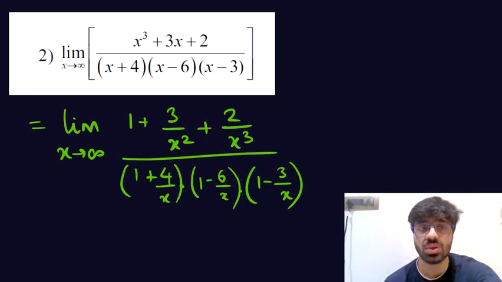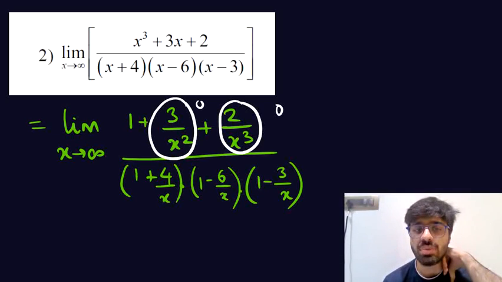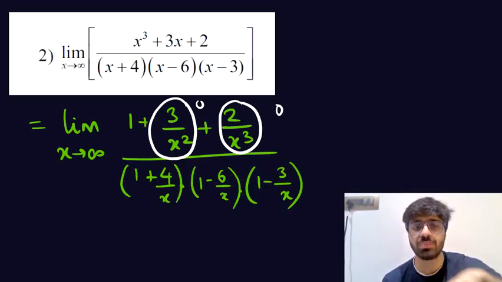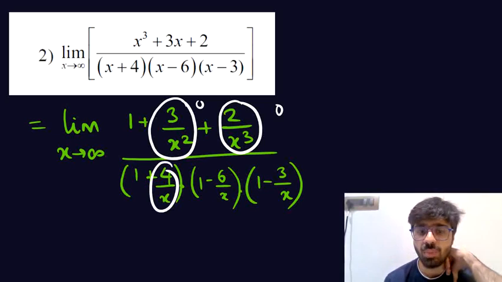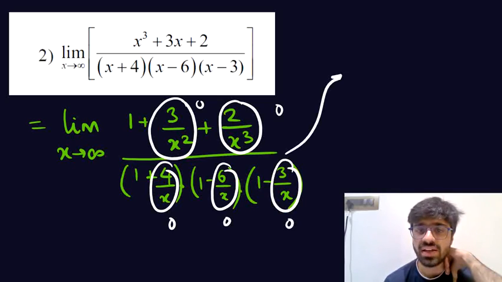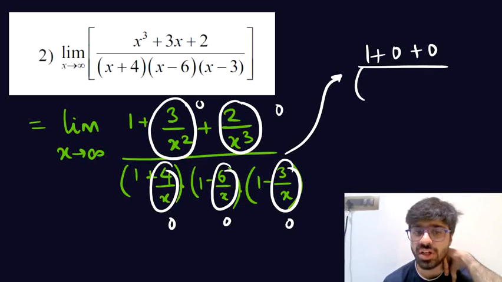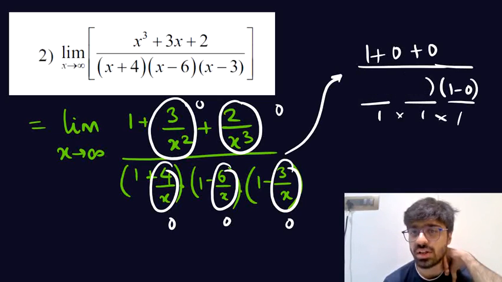X in the denominator, so the value for that term will be 0. So this will be 0, this will be 0. Keep in mind x is a very large number, so x appearing in the denominator or x square or x cube appearing in the denominator will make the value of that particular term 0. 4 upon x will be 0, 6 upon x will be 0, 3 upon x will be 0. So the final value is, in the numerator it is 1 plus 0 plus 0. In the denominator it is 1 plus 0 into 1 minus 0 into 1 minus 0. That's like 1 into 1 into 1. So the denominator is 1.